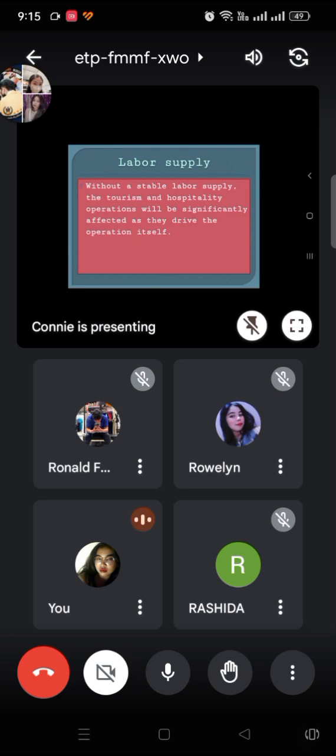So the last one is the labor supply. Without a stable labor supply, the tourism and hospitality operations will be significantly affected as they drive the operation itself. Labor supply is also one of the utmost important in all companies or businesses. Each company needs skilled people for their business to run and to operate.